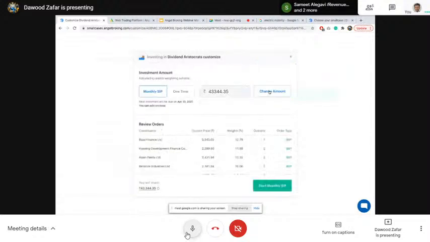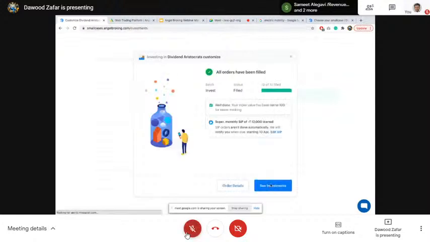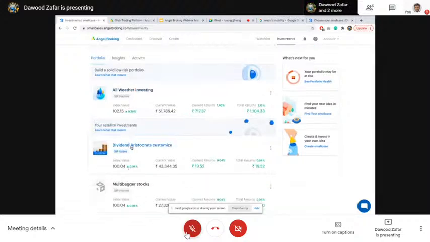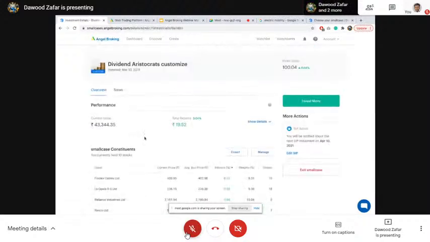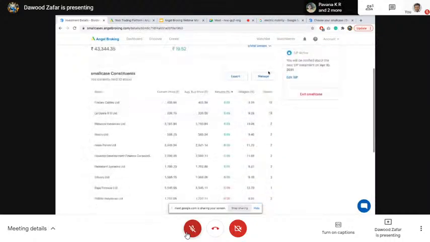You can always invest because you'll have some idea of what the reason is behind removing that stock or adding some stock into it. But yeah, you won't get rebalance notifications pre-customized. If it's post investment, you'll always get them. So as I said, post investment, let me just show you, I have invested in this. Post investment, you can always go back and click on manage.